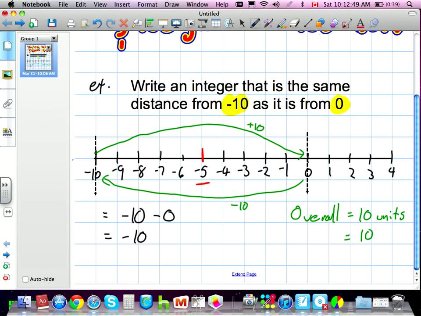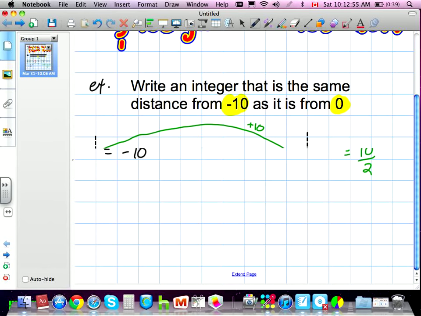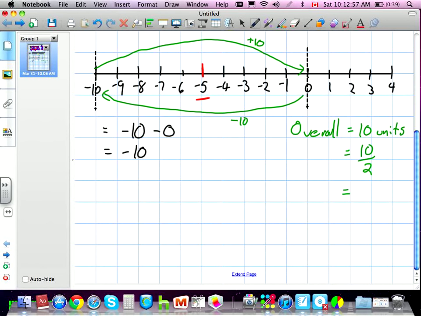I would take the 10 units, and what would I divide by? 2, that's right. 2 is what will cut things in half if we divide by 2. So here's a question. What is 10 divided by 2? 5. So now 5 units is how far we have to travel.